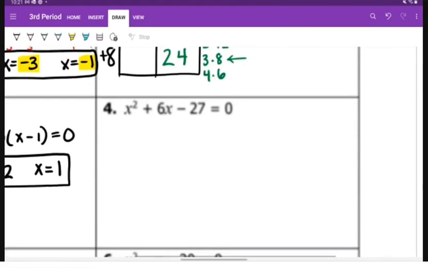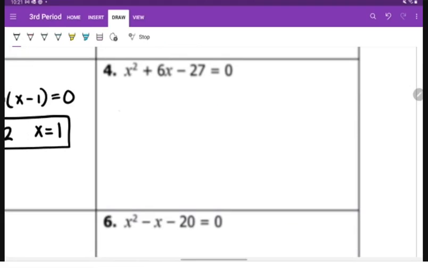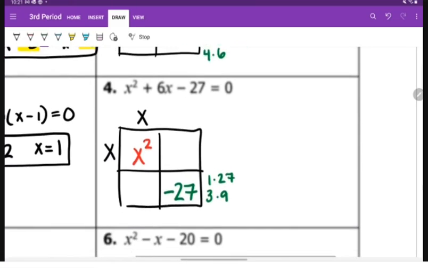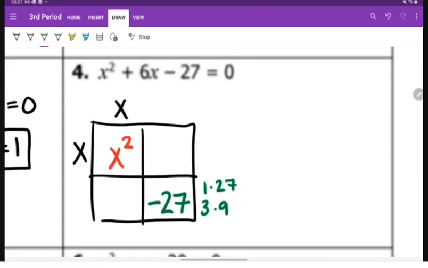Number 4, we start off with our generic rectangle and we fill it in with the x squared and the negative 27. That negative is going to change things. So let's start with our factors. They both begin with x. And for the 27, we're either going to have 1 times 27 or 3 times 9. And if you have trouble making a list of numbers that multiply together, use your calculator. This is a tool available to you at all times when you're in this class. So use your calculator to figure out what numbers multiply together to give you your number.